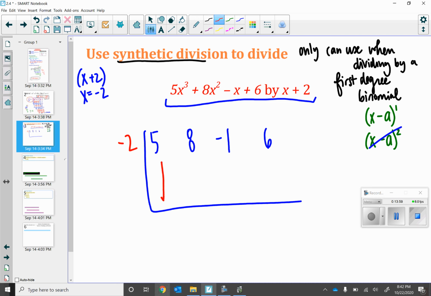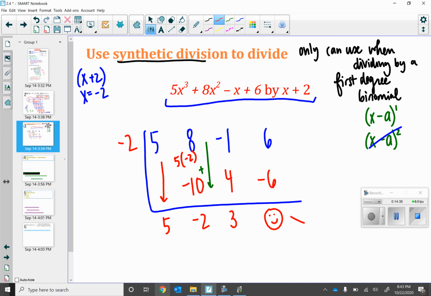You start by taking this first number and pulling it down, and it just hangs out down there. Then we take 5 times negative 2, which is negative 10, and we add these two numbers. 8 plus negative 10, we get a negative 2. Then we repeat that process. Negative 2 times negative 2 is a positive 4, and we add down. Negative 1 plus 4 is a positive 3. 3 times negative 2 is a negative 6. 6 minus 6 is 0.